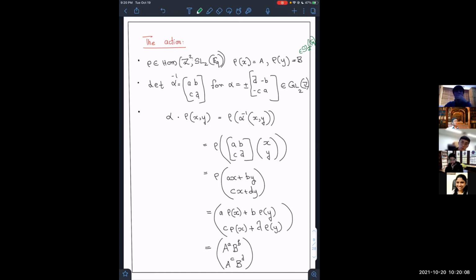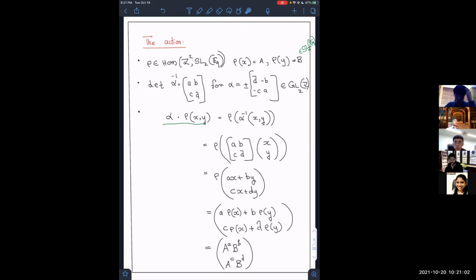As I mentioned earlier, the action is defined to be alpha dot rho equals rho of alpha inverse applied to (x, y), which is multiplication by the matrix alpha inverse. That gives us rho of (x^a y^b, x^c y^d), and rho is a homomorphism, so we end up with this. Since this is matrix multiplication, each row of the multiplication reduces to powers. So we end up with A to the power a, B to the power b, because we took rho of x to be capital A and rho of y to be B. So this is the action basically. It's sending each element to this product of matrices.